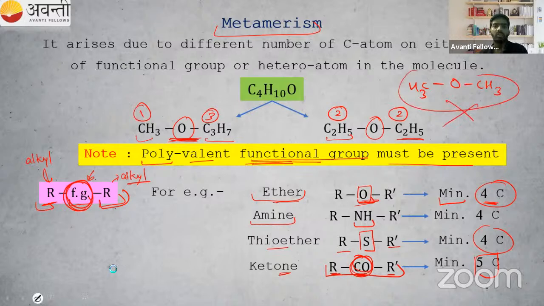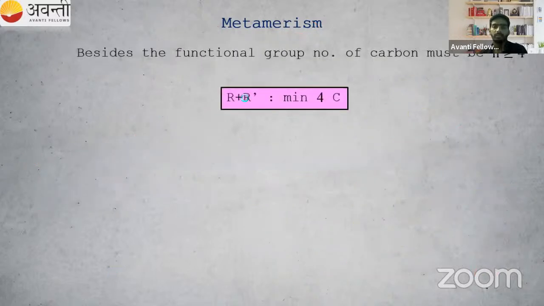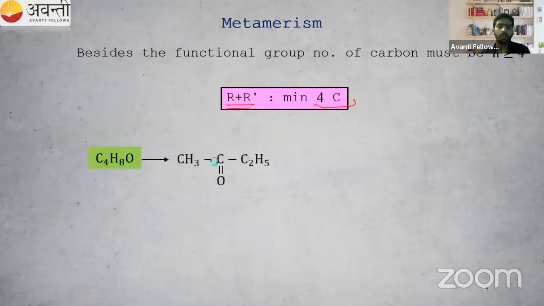Okay. Now going on to another example. Suppose R plus R should be a minimum 4 carbon. बस इतना याद रखना है. On both the sides, you should have a minimum 4 carbon. Example C4H8O. This is your keto group. This is 2 carbon here and then 3 carbon here. Sorry, 1 carbon on this side and then 2 carbon on this side.